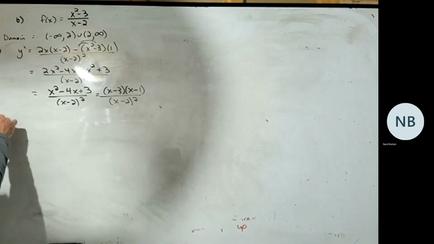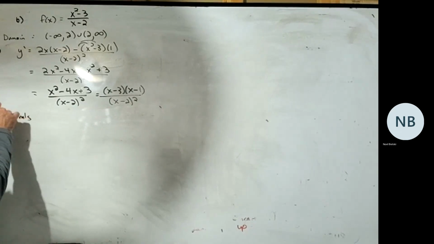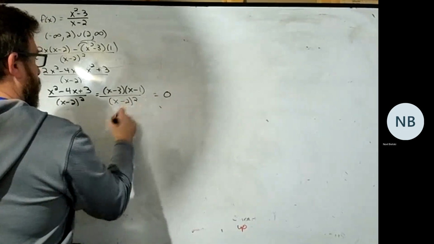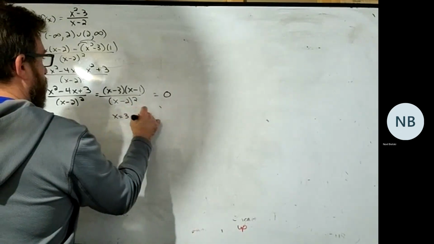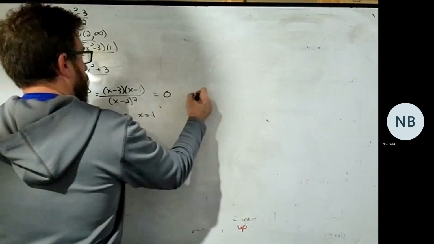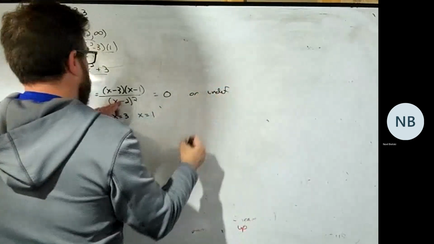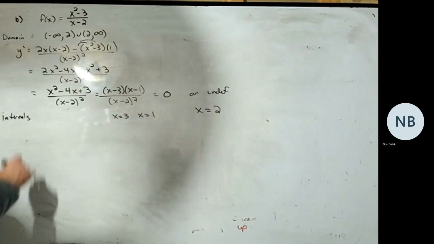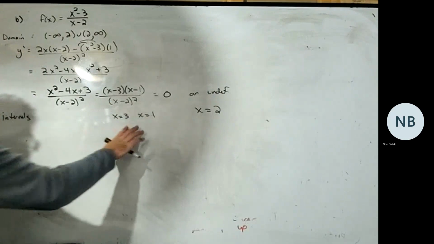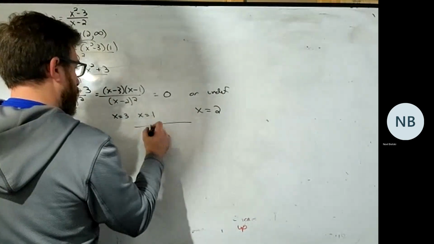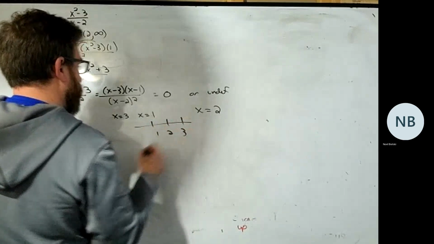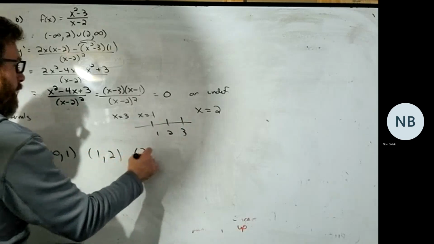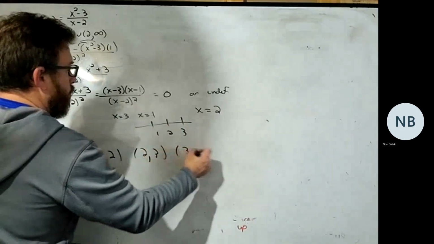So if you want to find our intervals, we can see that when this thing is equal to 0, you're going to get x equal to 3 and x equal to 1. Or if this thing is undefined, you're going to get x equal to 2. So we have to be careful with the undefined. If you're looking at the intervals, I am going to cut at 1, 2, and 3. So you'd have minus infinity to 1, 1 to 2, 2 to 3, and then 3 to infinity.